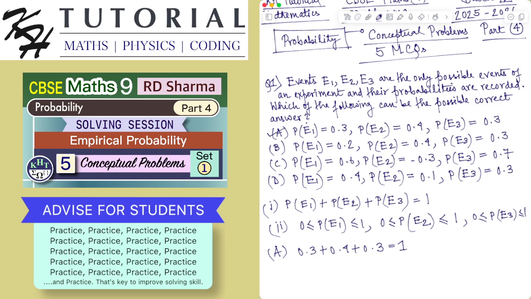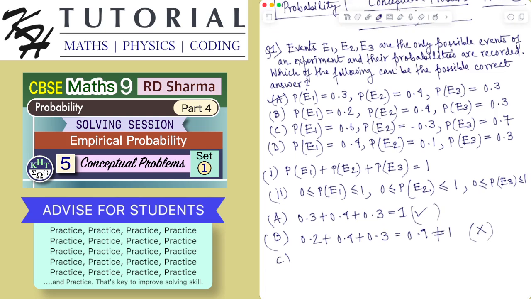Choice B is not correct because we can see that the sum of the probabilities of the elementary events is not coming out to be 1, as 0.2 plus 0.4 plus 0.3 is equal to 0.9, which is not equal to 1. So this is a false statement.